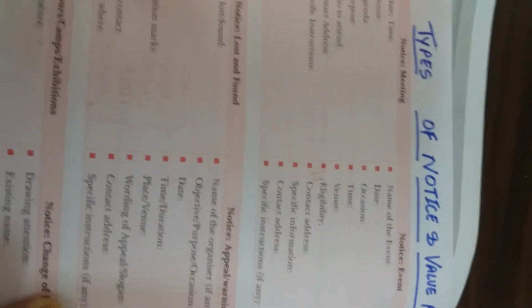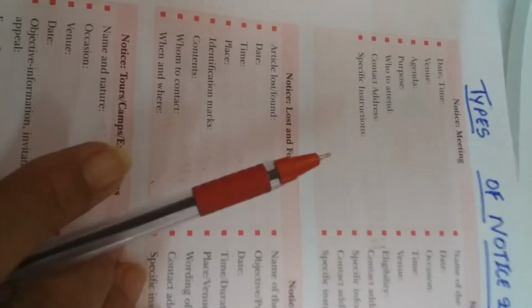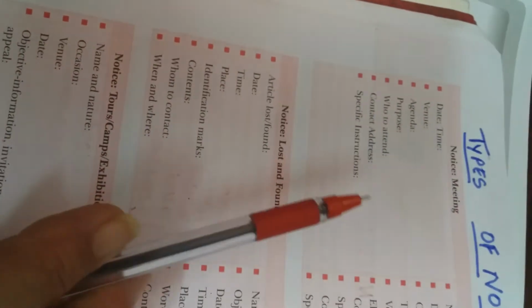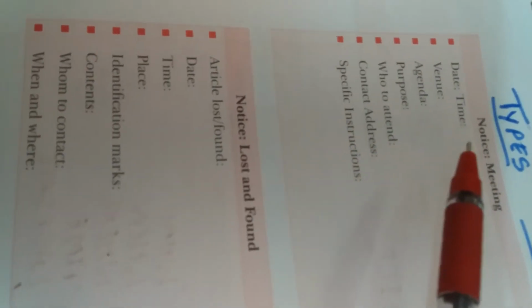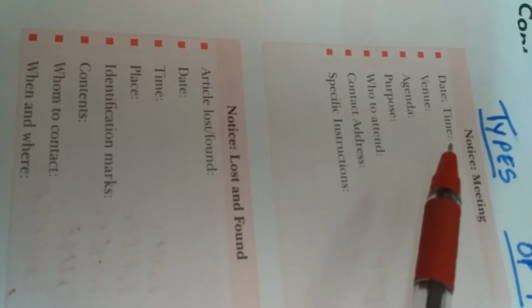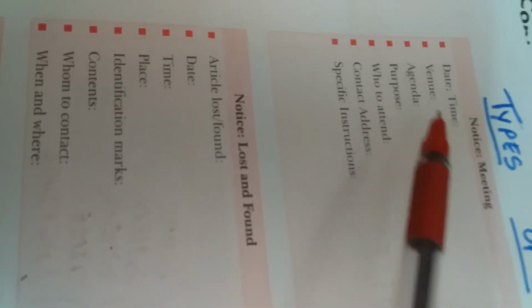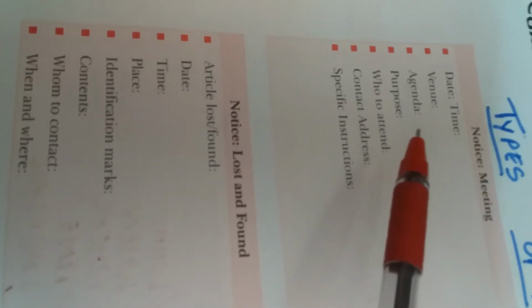Now, after this, let's move to the types of notice. There are different types of notice. First of all, notice about meeting. When we are writing a notice about a meeting, we should follow and cover these value points. The value points: date, when the meeting is, time, venue, what is the agenda.